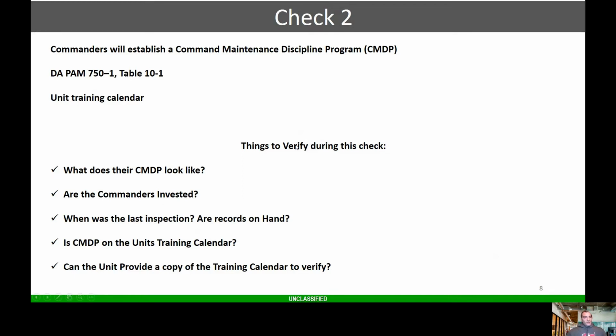So things to verify during this check: what does their CMDP look like? Do they actually have a working CMDP program? And the biggest one that I've noticed recently in the Army is, are the commanders invested in their maintenance program? Like I said, if you have a commander that's invested in his or her maintenance program, things are a lot easier. Also, when was the last inspection? Are the records on hand? Is CMDP on the unit training calendar? And can a unit provide a copy of the training calendar to verify? When I do a CMDP inspection, I don't take their word for it. If it's not in writing or they don't have records, I'm sorry, but you got to have records, right?